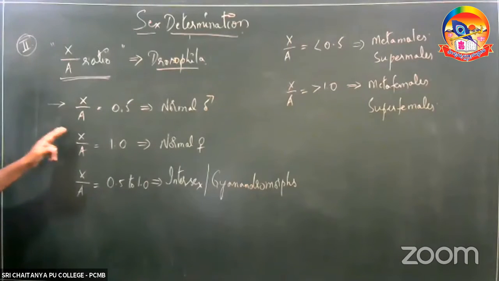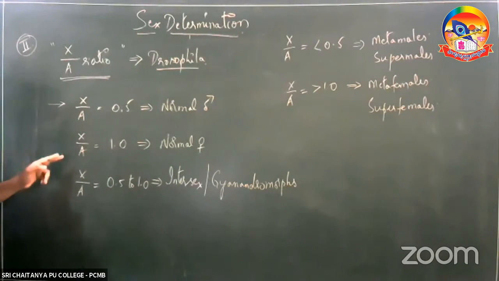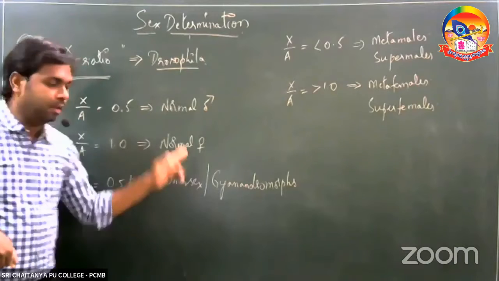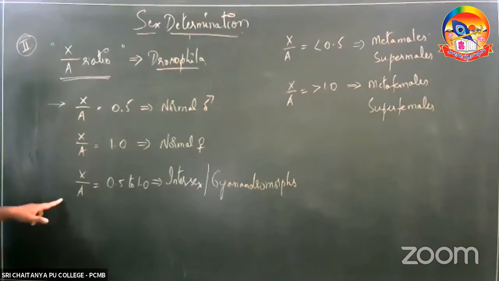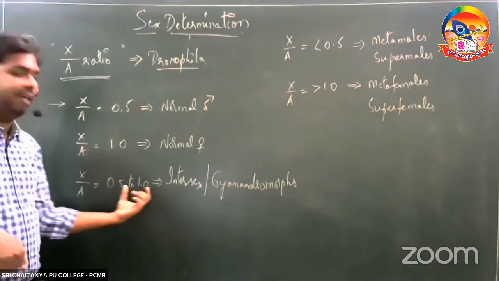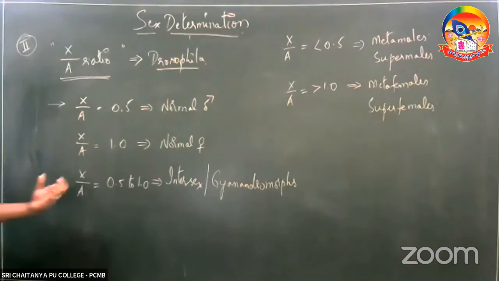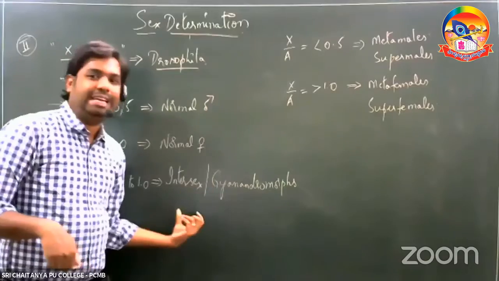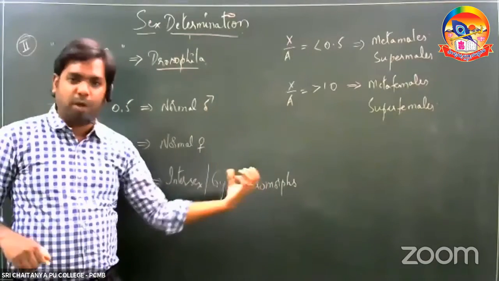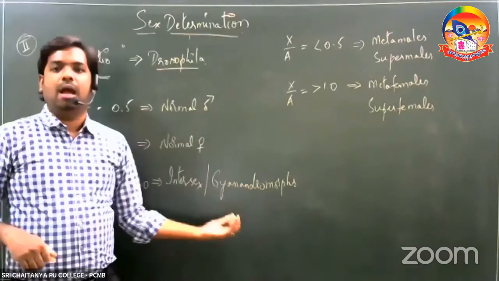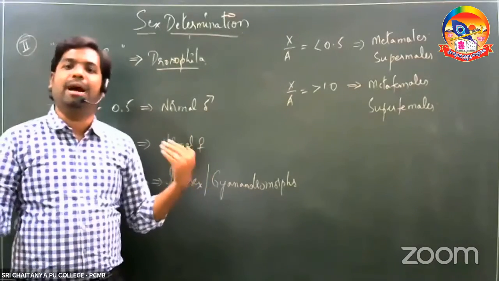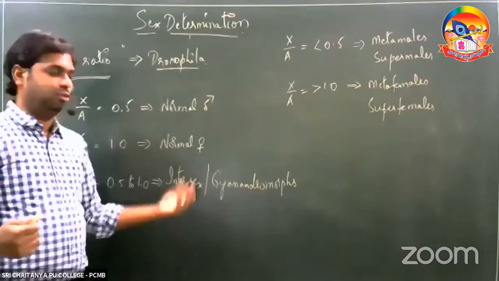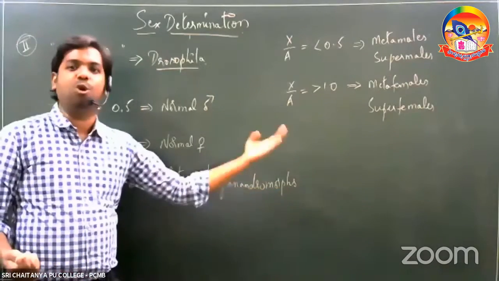Second, if the X by A ratio, that is the number of X chromosome to the number of autosome, is 1, then that individual again would be a normal female. Next one, if the same X by A ratio lies in between 0.5 to 1, such type of individual, we start calling them as intersex, or gynandromorphs. So in this type of individuals, half of the body would be like male and the remaining half of the body would be like female.